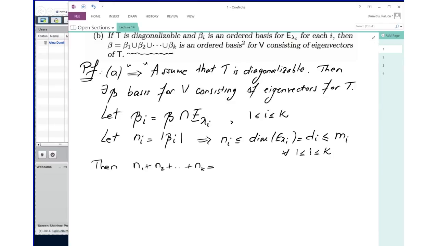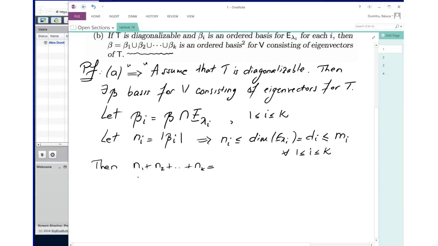Well, let's see how we created those n_i. Those were the cardinalities of the beta_i's, and those were pieces of that basis beta, right? So the overlap between beta and every eigenspace. Now, if you remember from last time, if you pick vectors from two distinct eigenspaces, there will never be an overlap other than the zero vector, correct?